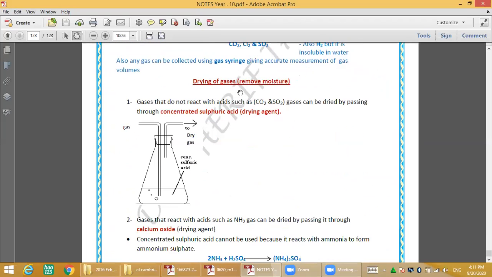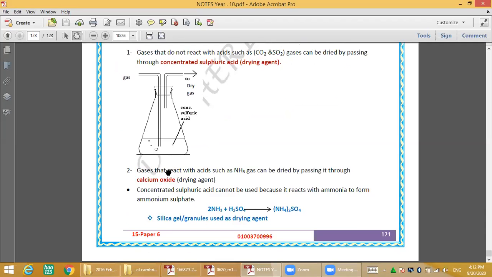And for drying gases, the left delivery tube must be immersed and the right must be above. All gases are dried by concentrated sulfuric acid except ammonia, which is dried with lime. Why don't we dry ammonia with concentrated sulfuric acid? It will react with ammonia. So all gases are dried with concentrated sulfuric acid except ammonia with lime.